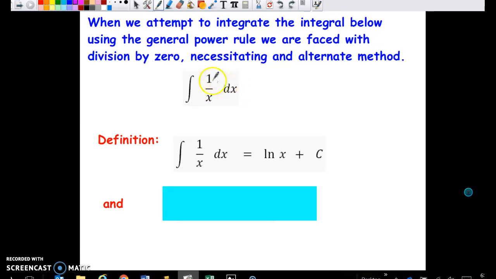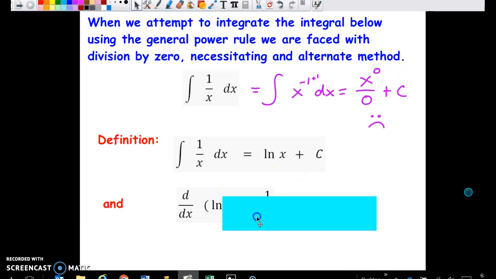When we attempt to integrate something like this, 1 over x dx, we have a problem. X to the negative 1 dx, we use the general power rule, we get x to the 0, and that's not the problem, because I have to add 1 to the exponent, and then divide by whatever that exponent was. It's dividing by 0 that's the problem. You're going to have a bad time. Don't divide by 0. So then we found this unique relationship that the integral of 1 over x dx is equal to the natural log of x plus c.